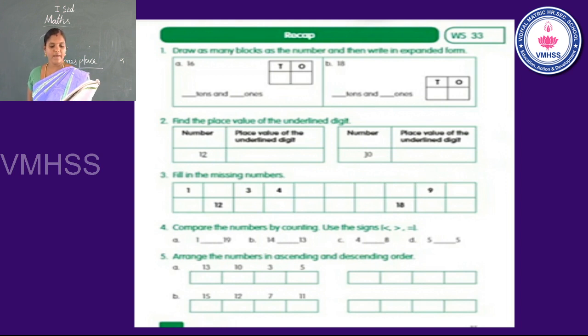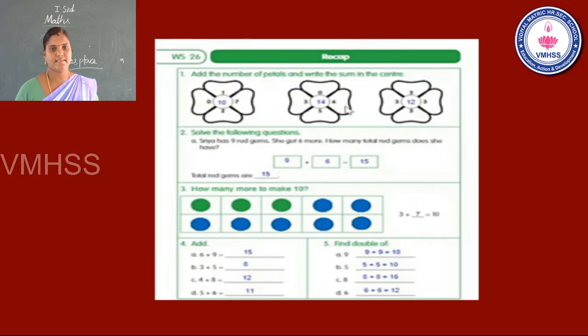Number 4. Compare the numbers by counting. Already work out that. Okay. Next, arrange the numbers in ascending and descending order. Is this slide clear? Okay students, now let's go to the next slide.